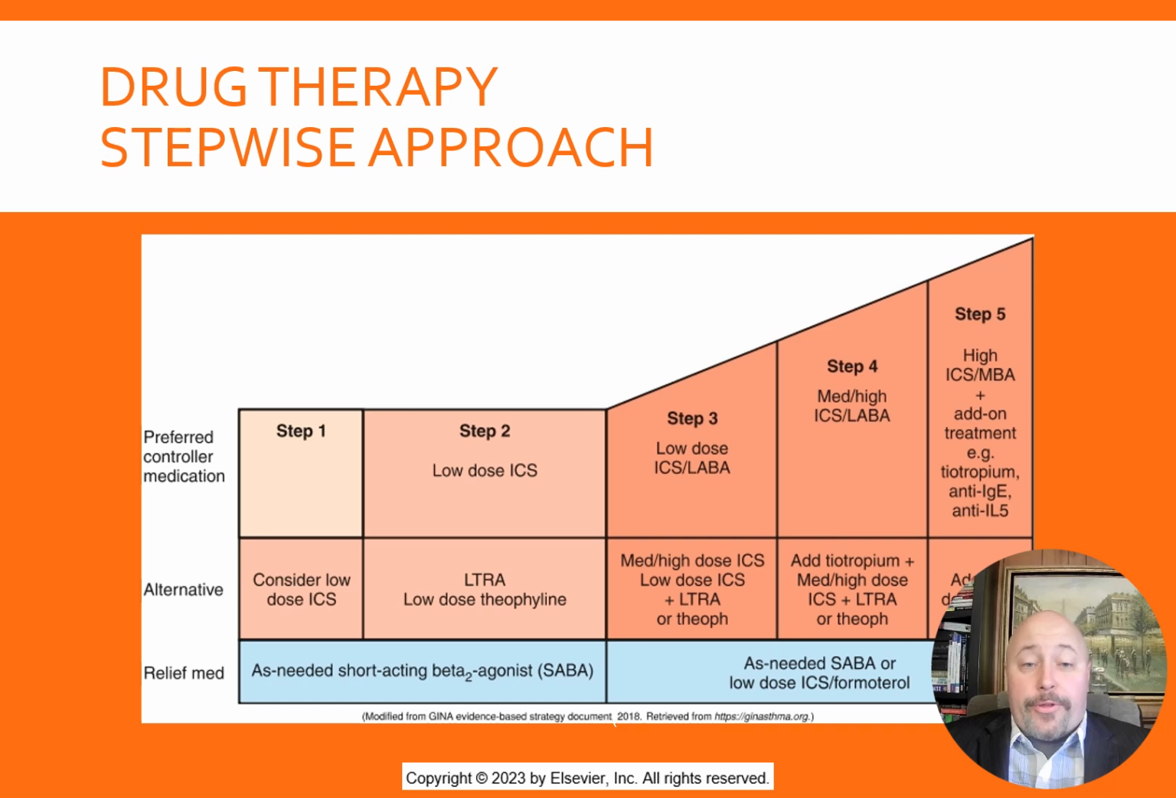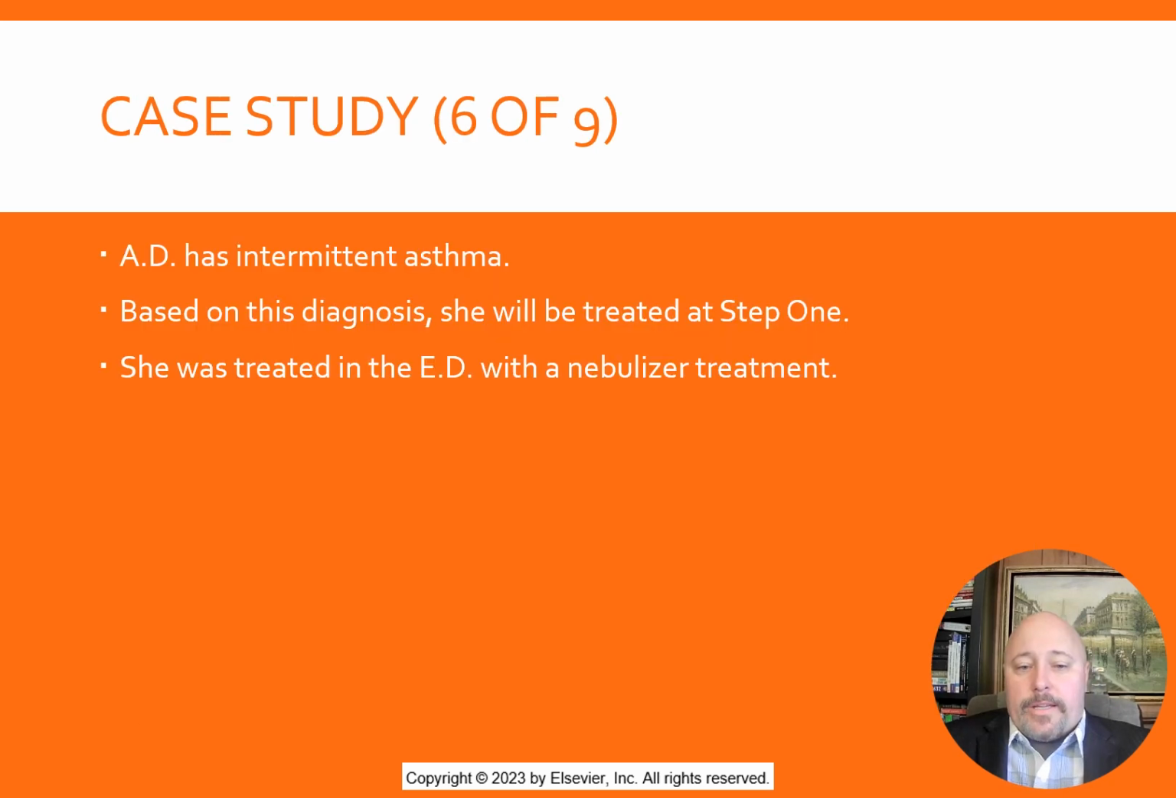Here in figure 31.6, we have the stepwise approach to asthma treatment. This is modified from the GINA evidence-based strategy document. AD has intermittent asthma. Based on this diagnosis, she'll be treated at step 1, as she was treated in the ED with a nebulizer treatment.